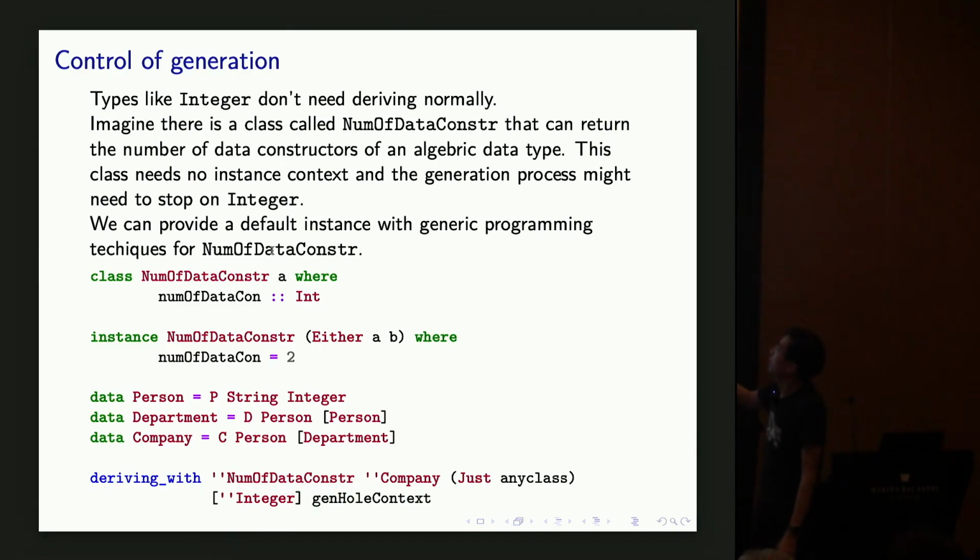Here is my class, right? And for this integer, we have to stop the generation. Then you can put it into this list. Then the generation will stop on the integer type. You need some sort of control of the generation.